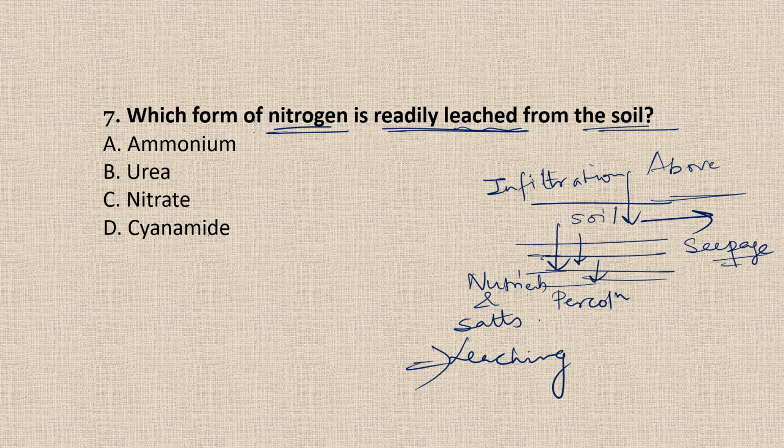So now question is which form of nitrogen is readily leached from the soil? Ammonium, urea, nitrate, or cyanamide? The right answer is nitrate. This is the most leached nutrient, that is, the form of nitrogen that is readily leached from the soil. It is most easily lost to the groundwater, whereas ammonium is taken in by plants and used directly in proteins, so this form is not lost as easily as nitrate from the soil. It also gets leached, but less than nitrate. Okay, so option number C is the right answer.